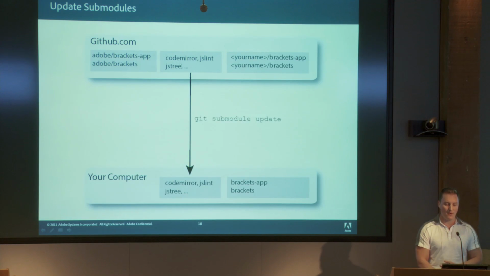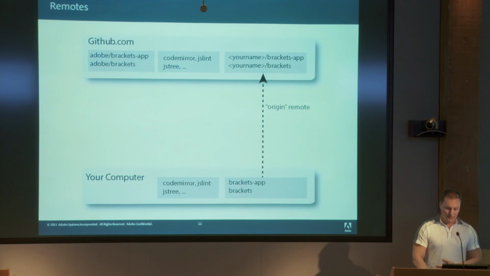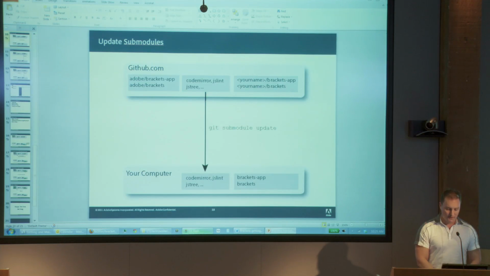I hadn't drawn these before, but CodeMirror, JSLint, JSTree, those are also repositories. And I just ran this command, which gave me my own copy in that src/thirdparty folder on my computer. So now I should have enough to actually run Brackets.